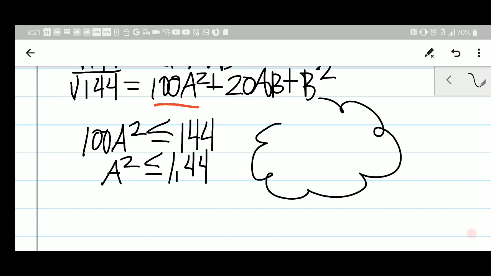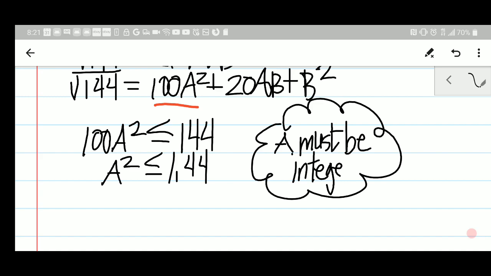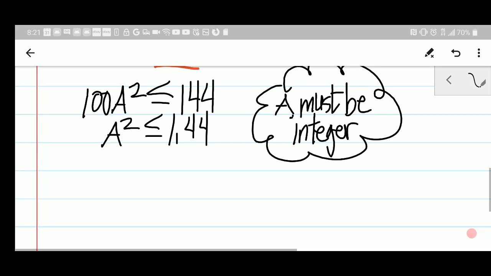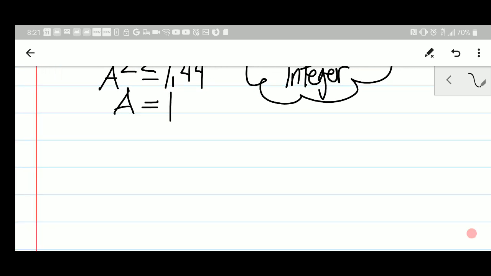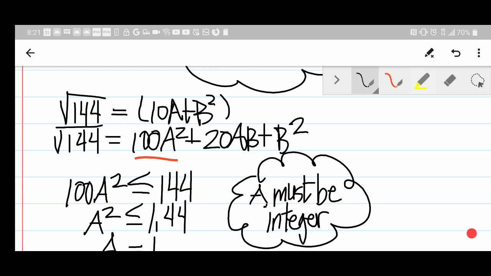Okay, sidebar, A must be an integer. That's a whole number, okay? Integer. So the number that can make it as close to this but not going over is 1. So A would be 1. Okay, the rest of your equation. So you're done with this part. We figured out what this first part is. Now we're working on this second part.